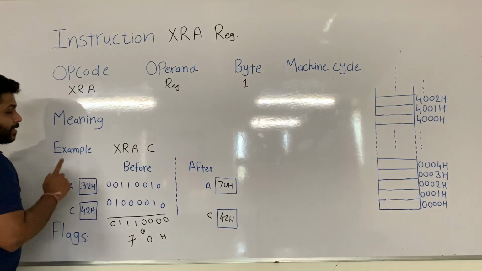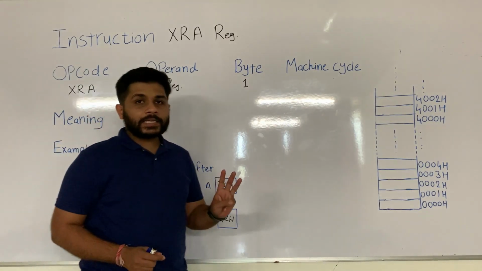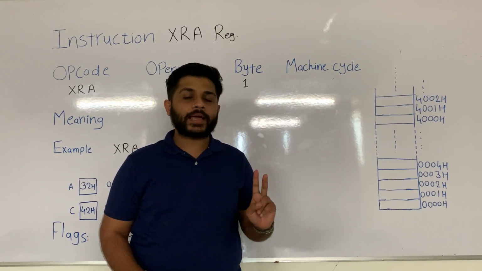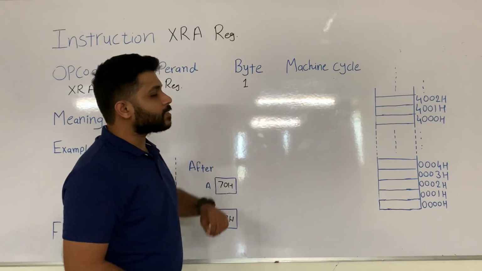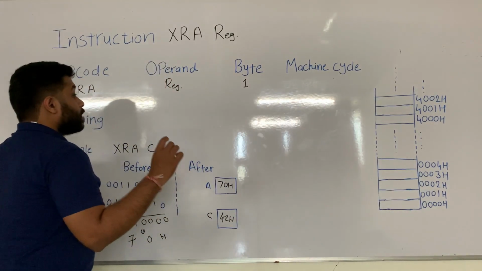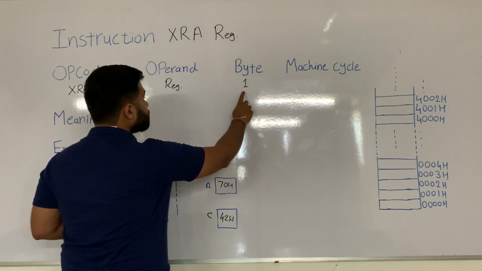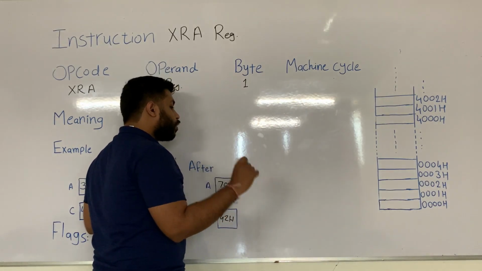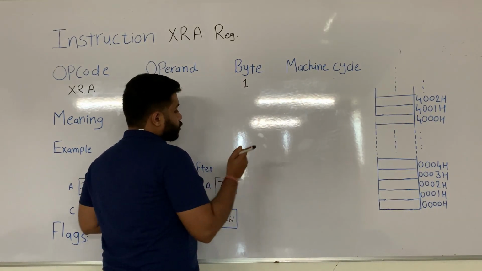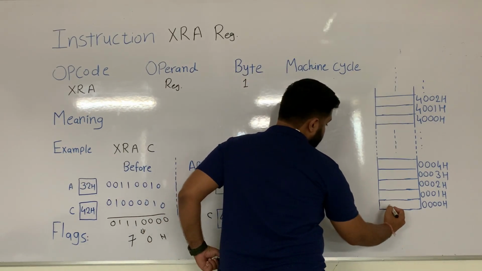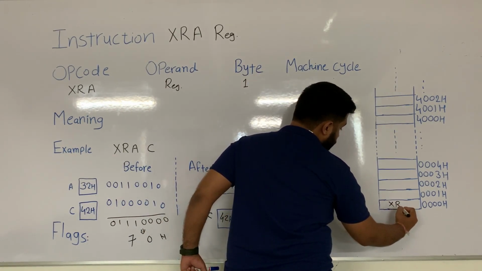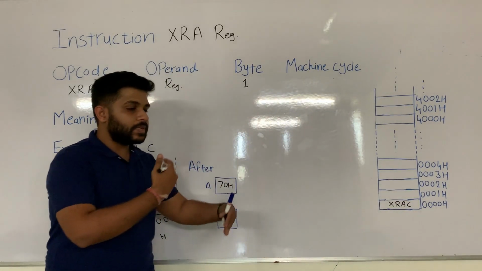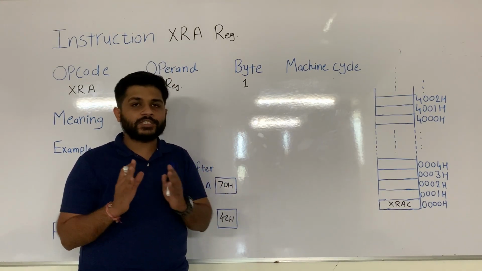Because this instruction is a logical instruction, three flags will be affected according to the result, and these flags are the sign flag, parity flag and the zero flag. Now let's discuss the machine cycle. Now we know that this instruction is of only one byte. It means when we give this instruction to the memory, it will occupy only one memory location. So suppose the example is XRA C, and when it is given to the memory, it will occupy only one memory location.